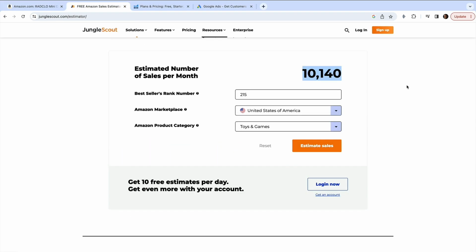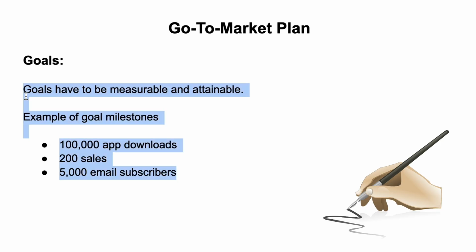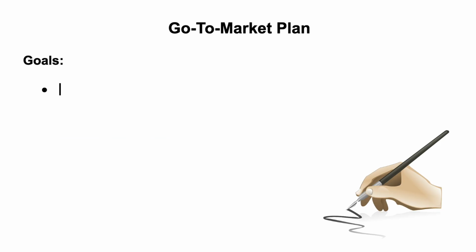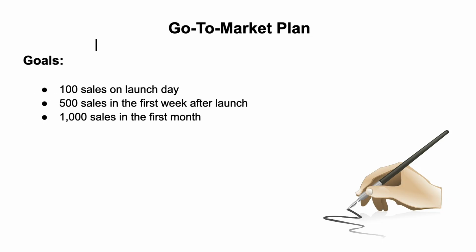Your goal may not be to sell 10,000 like in this example, because it's quite a difficult and lofty goal, but you should see what's reasonable for us. At least you'll have some market data to work from. Again, wherever you plan to sell, there are quite accessible ways to find such data. And so in our go-to-market plan, we would erase these examples that I wrote, and we would say something like 500 sales in the first week after launch, 100 sales on day 1, and maybe 1,000 sales in the first month. So these are our goals.